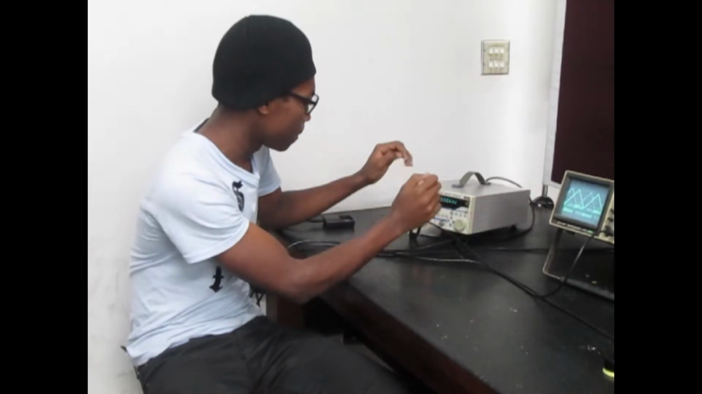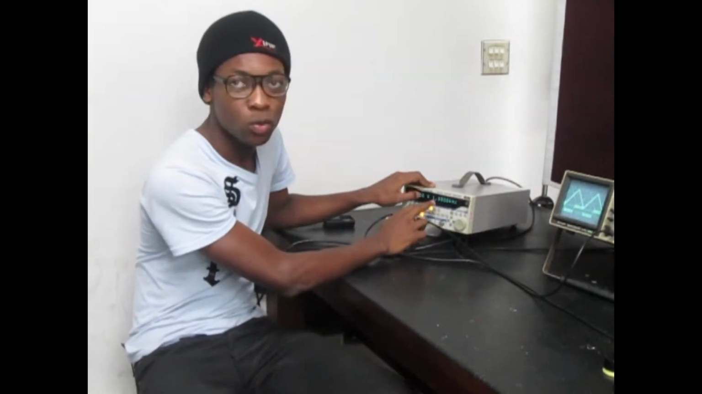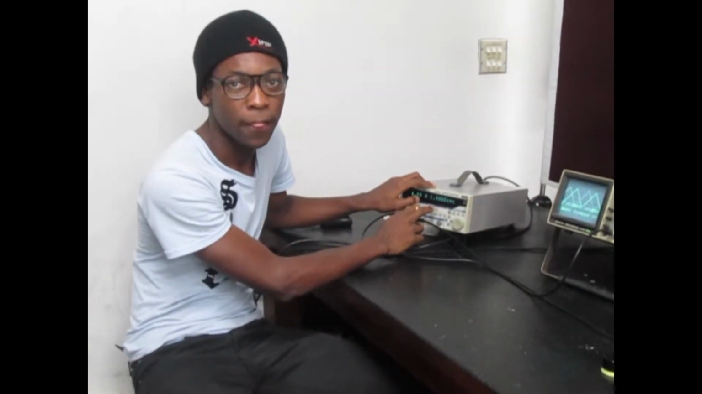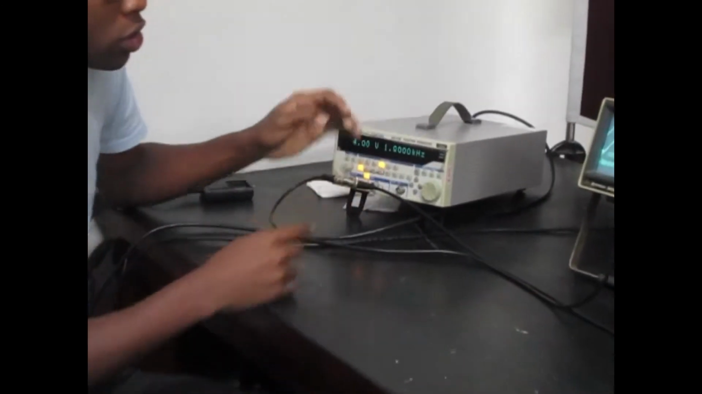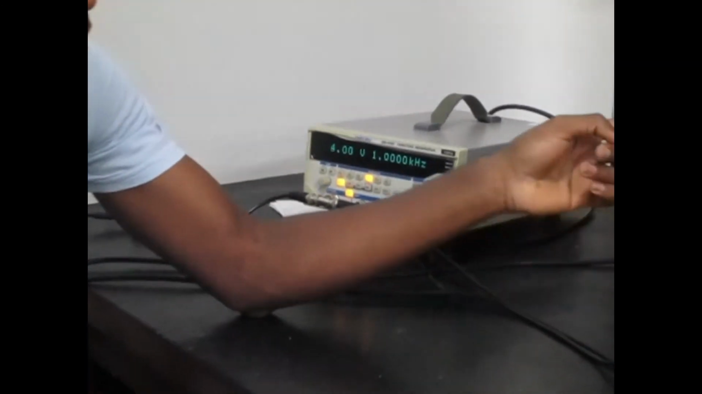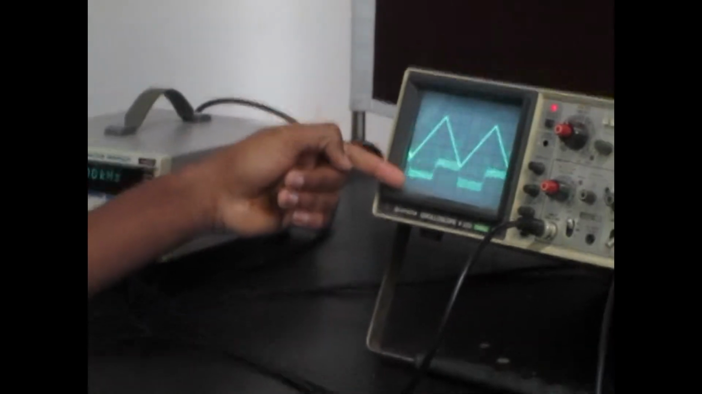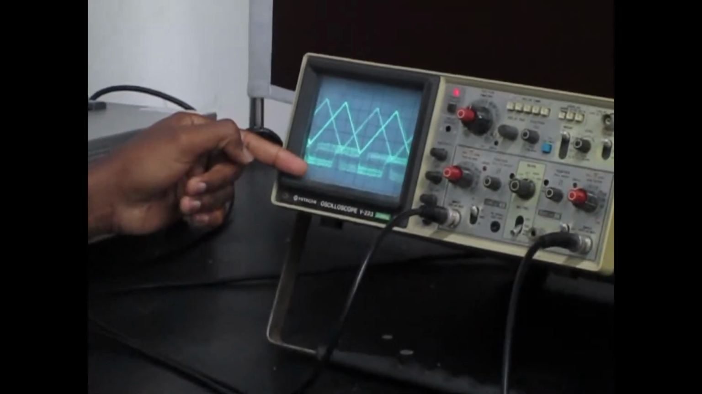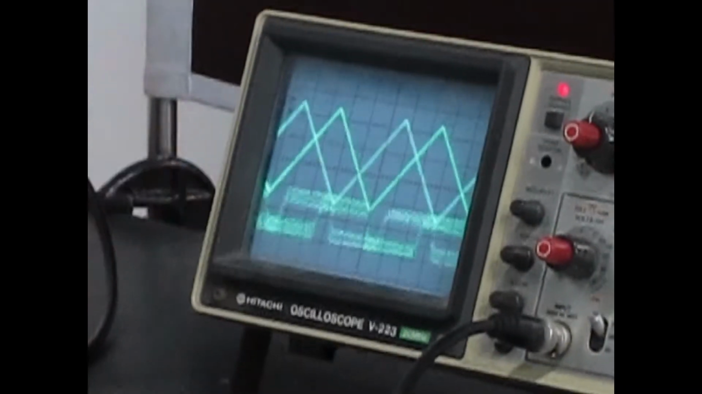I'm gonna do the first part of the experiment. We're gonna keep a steady voltage and try changing the frequency to see how the graph will change on the oscillograph. Right here, we have a voltage of 4 volts and a frequency of 1000 hertz. See how the graph looks on the oscillograph. Okay, notice this.